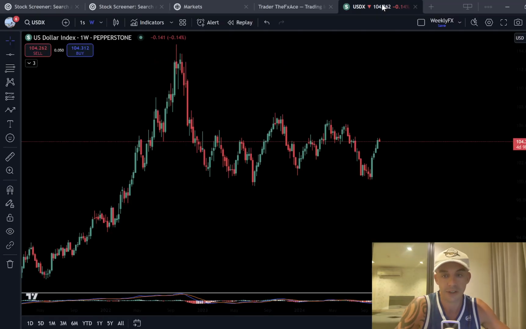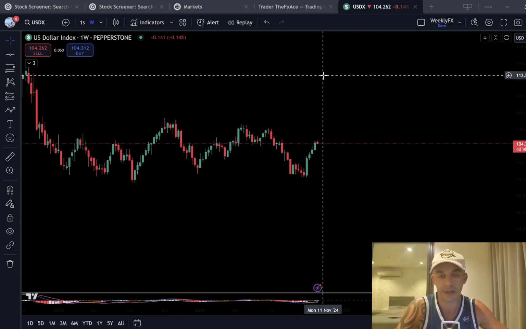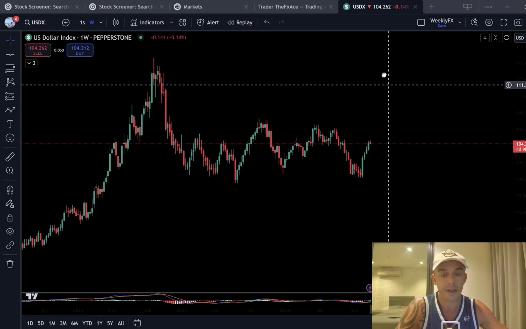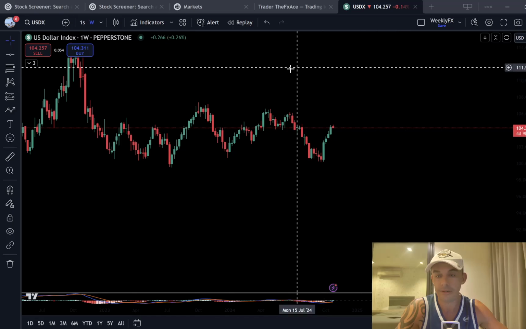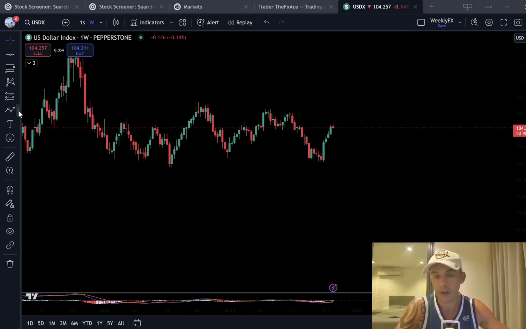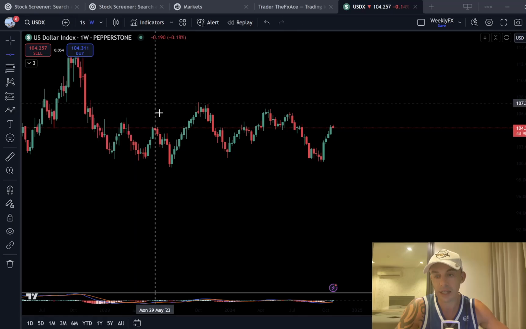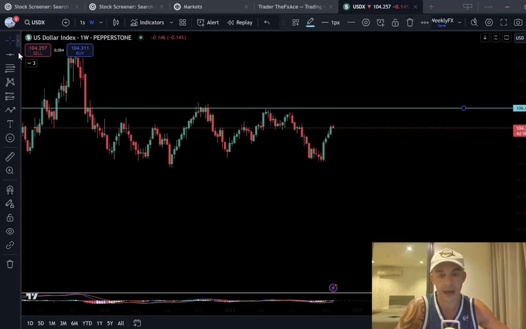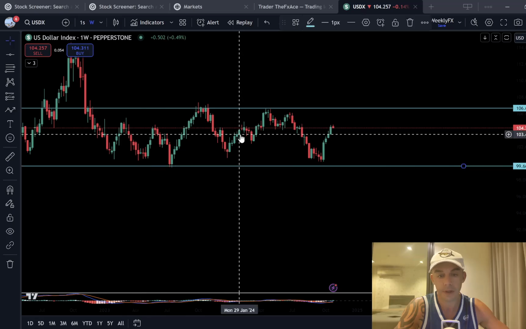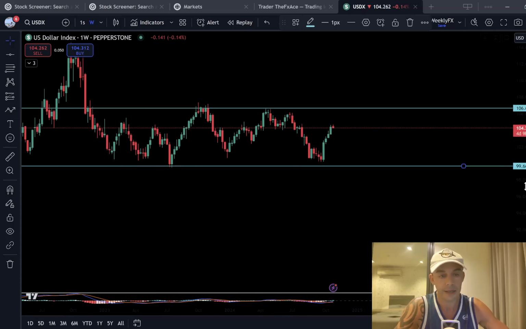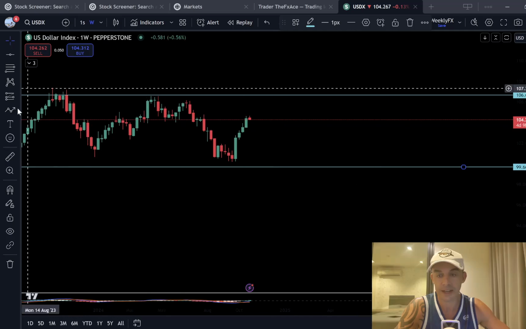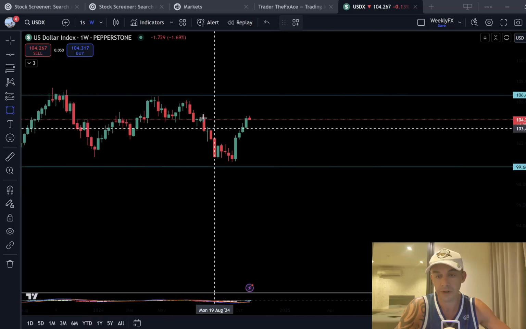So let's head over to the US dollar index. I did speak about this in my previous video last week on the Euro USD. So let's see what it has done since then. On the weekly chart, as I said in the previous video, we are in a range-bound market here. I mentioned last week that I expected to get some sort of reaction at this area here.